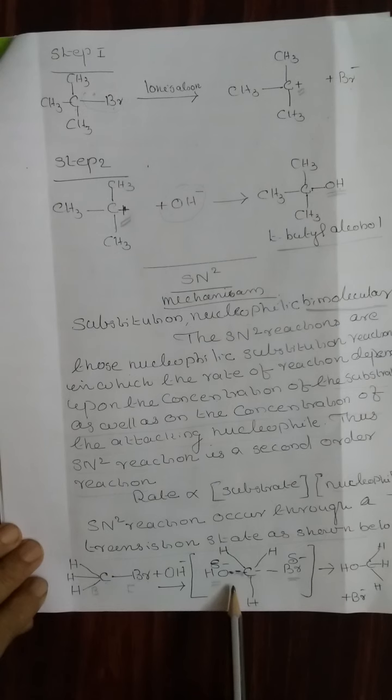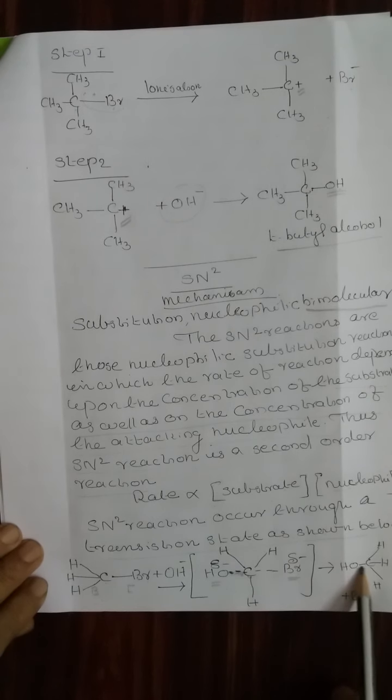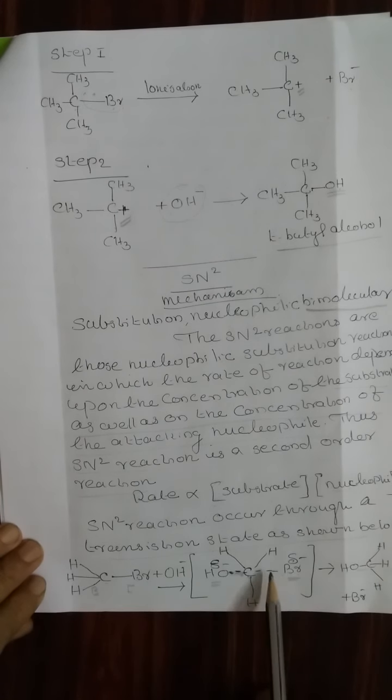Therefore, OH forms a strong bond with the carbon. That is, this is a strong bond formed between OH and carbon. Once a strong bond is formed, this Br is eliminated as Br minus. This is what happens in the SN2 mechanism.